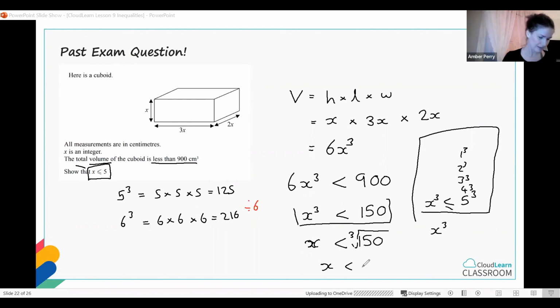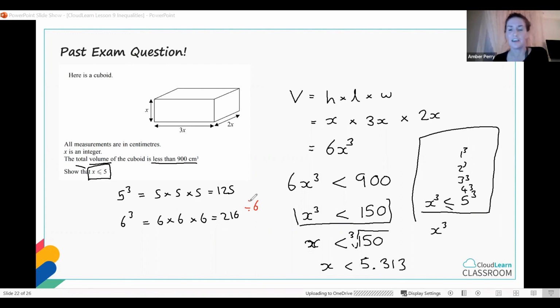Excuse me. You said that the question asks you to show that x is less than or equal to 5. Cube root of 150, isn't that more than 5? 125 is not the same as 150. If you were to take the cube root of 150, how much would you get? I don't have a calculator in front of me. Oh, yes. So the cube root of 150 is 5.313. Okay.